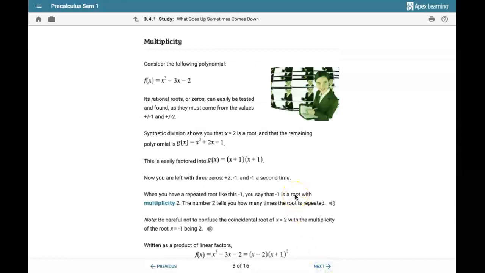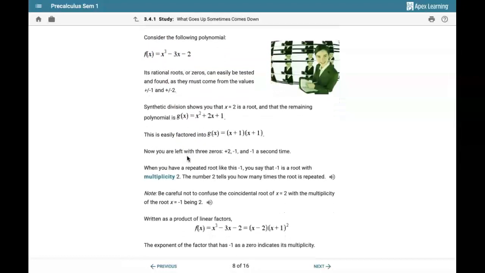So again, considering the following polynomial here, if we use our rational root theorem, that's putting our p's over our q's, we only have 4 potential options because p is 2. The only things that can multiply together to get 2 are 1 and 2, and it's divided by 1. So you've got plus or minus 1, plus or minus 2.